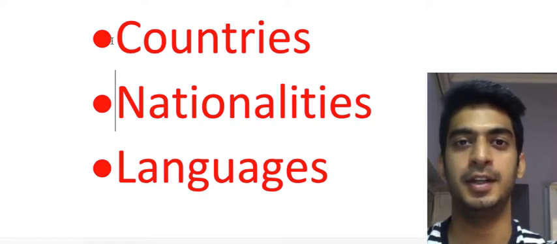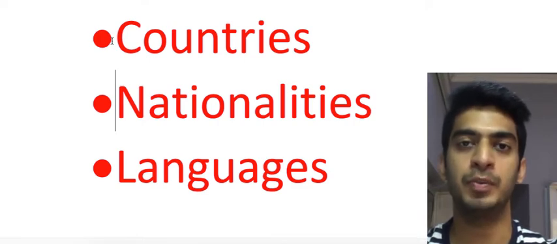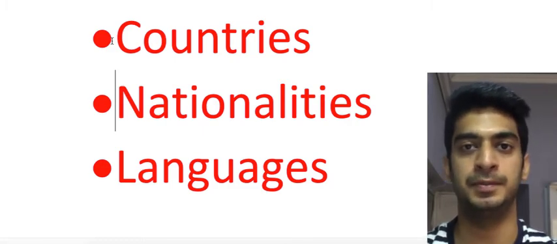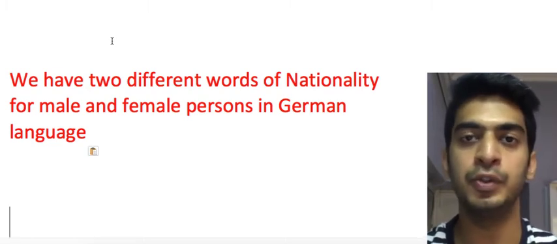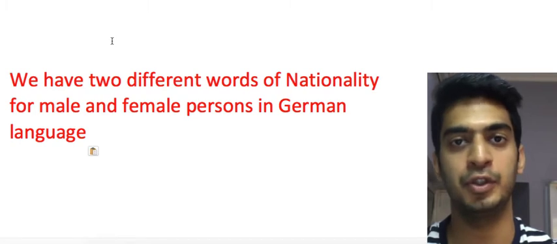In this lesson, I have a very structured list of 30 countries with their respective nationalities and languages. To have better comprehension, please focus on my pronunciation and understand the difference of spellings in the given words between English and German. Before starting the lesson, I would like you to know that we have two different words of nationality for male and female persons in German language.